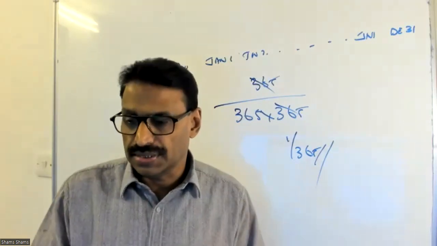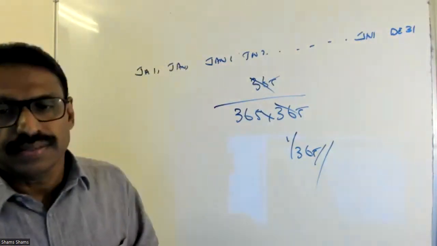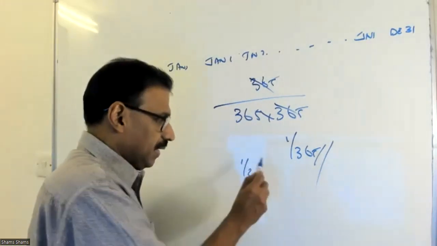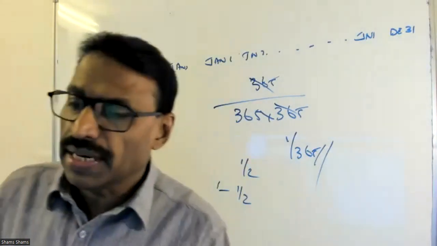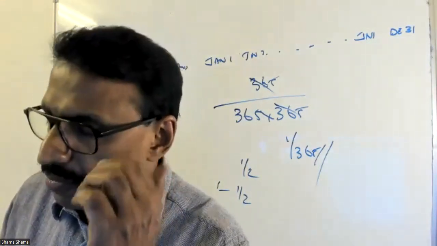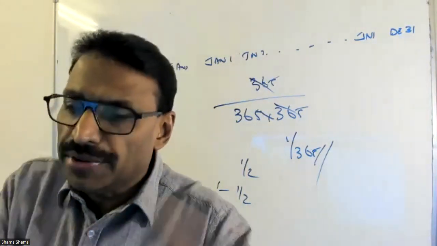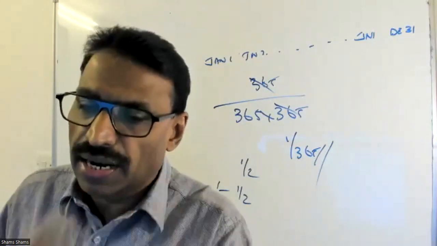Okay, now my question. Listen. Getting head is 1 by 2. Getting not head is 1 minus 1 by 2. Why? In a probability experiment, when we add all the total outcomes, total chances, we will get 1.